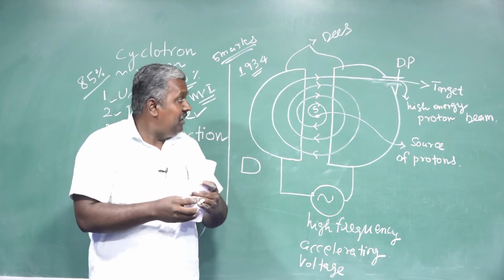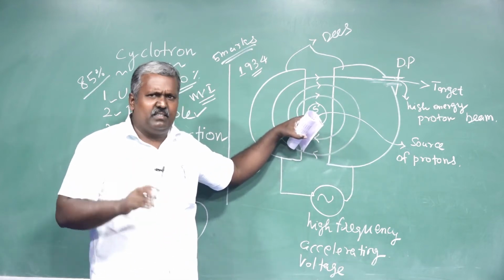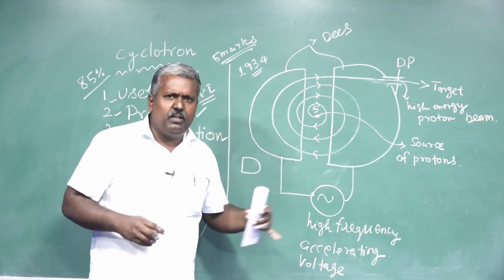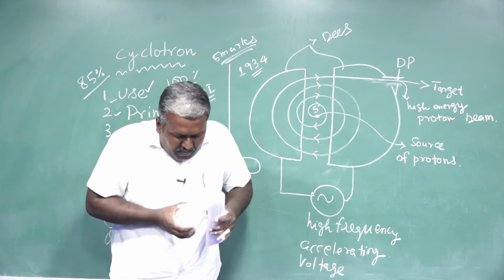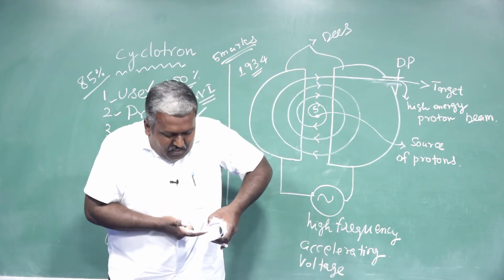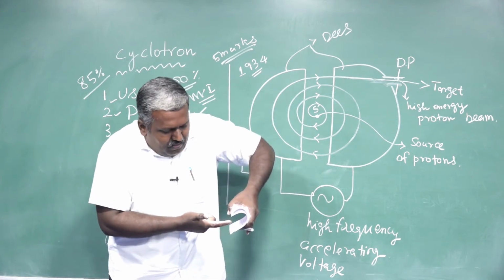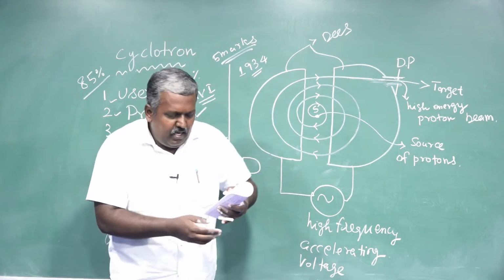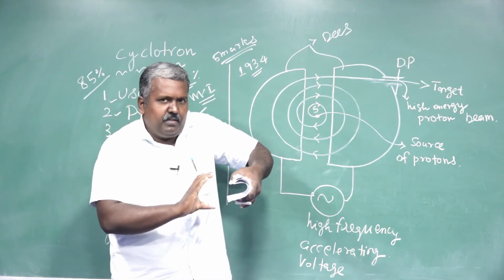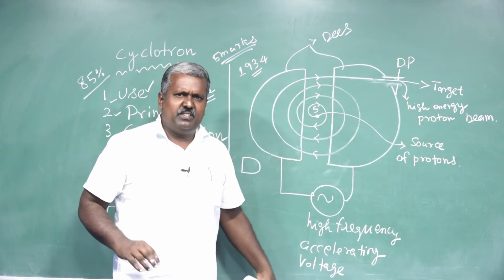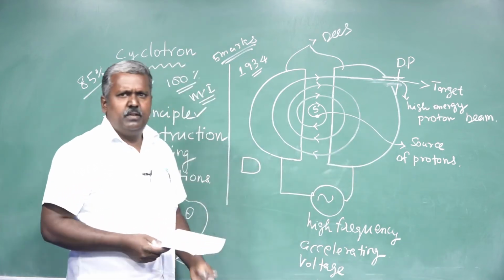Then the source of protons or source of ions is placed here, that means between the 2 Ds, at the center of the Ds, at this point. Correct? At this point, the source of protons or source of ions. Here, for example, the source of protons.